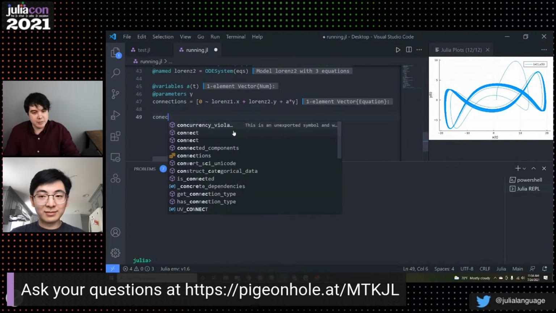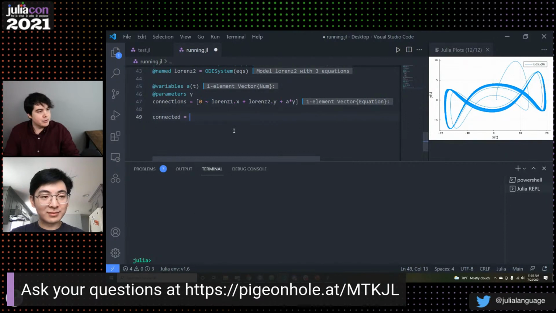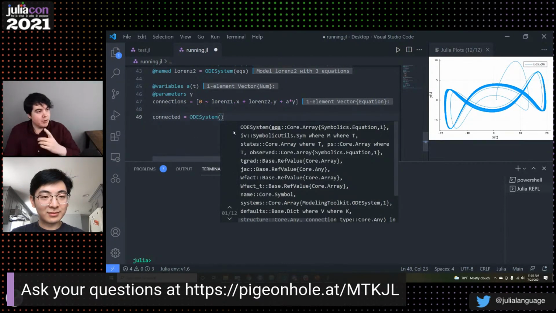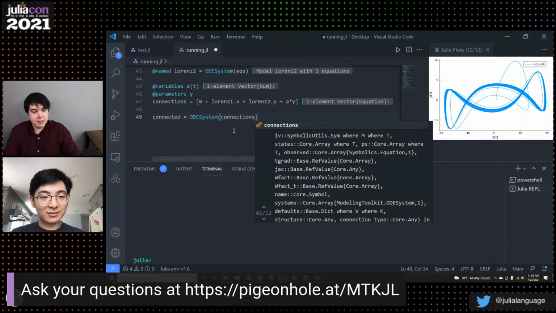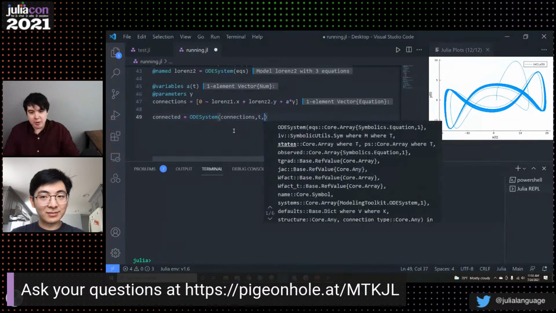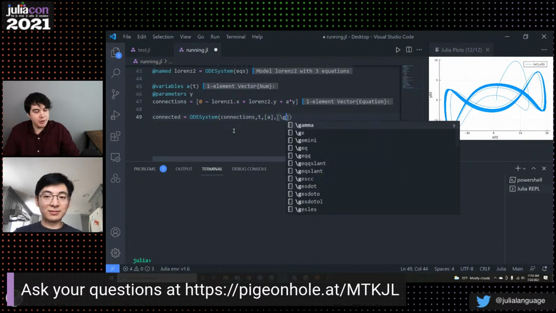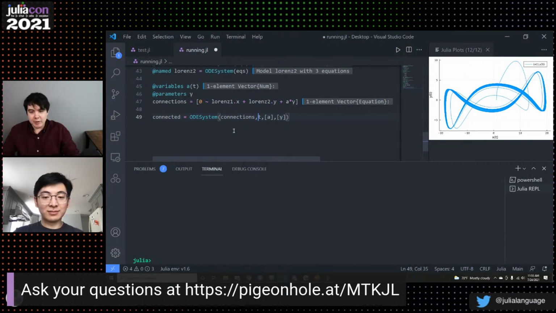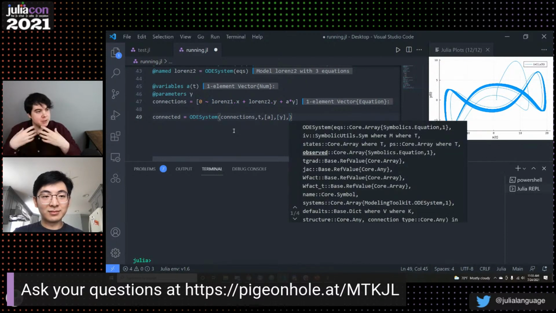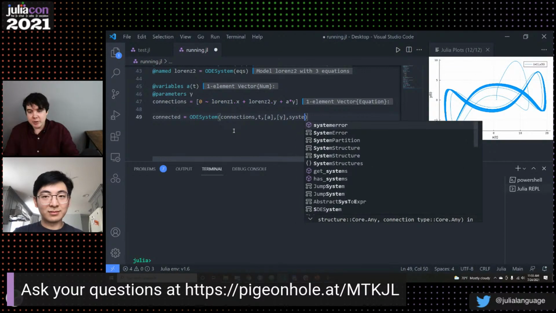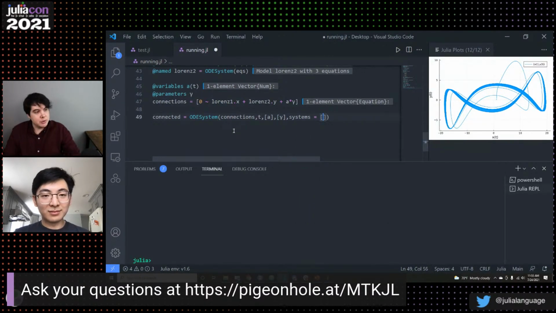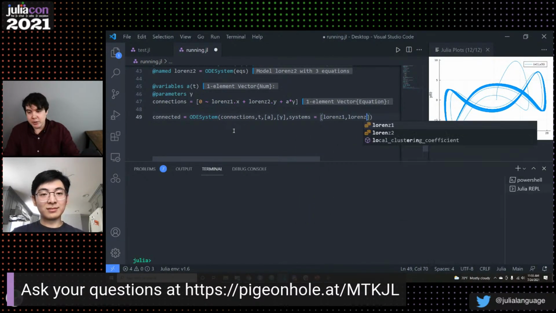So our connected system is going to be this ODE system where our equations are connections, right? These are the new equations that we're adding. I'm going to just list out what the new variables in here are: the independent variable, the array of the states, and the array of the parameters. I think you can let this automatically discover it, but I'm being explicit to show the other constructors. And now what you can do here is say, well, my subsystems are Lorenz 1 and Lorenz 2, right?